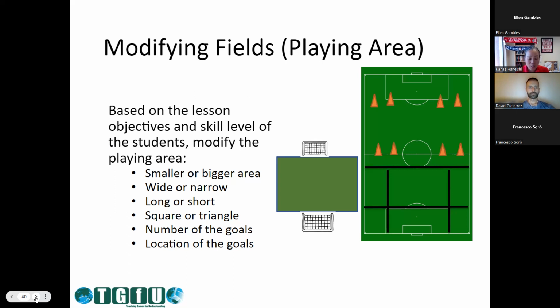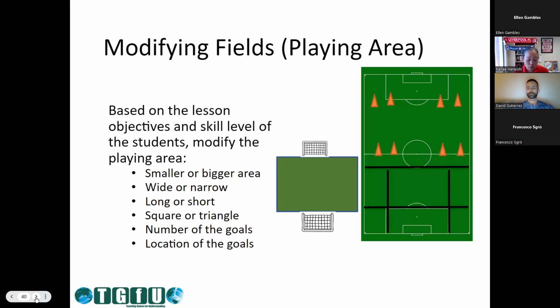On the other hand, if you want to develop students' quick decision-making and accuracy of the pass, you can create a small space where students are forced to make a quick decision with fewer touches on the ball. If the lesson objective is related to shooting or finishing or movement in front of the goals, you can move the goal closer and make a shorter field, so there are more opportunities for the students to take shots.